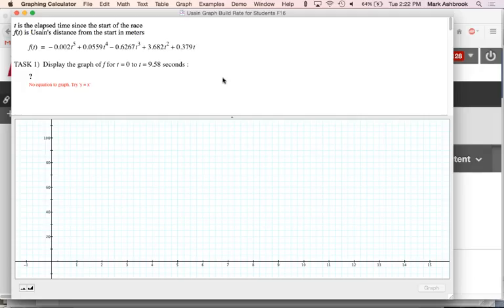Now what we want to do is devise or build a rate of change function. So you read about rate of change functions over the weekend, right? So we're going to build a rate of change function for Usain's race, for his race. And we're going to do that one point at a time, and we're going to let GC do the heavy lifting for us, okay? So you're going to follow the instructions. The instructions in the GC file are aligned with the worksheet.